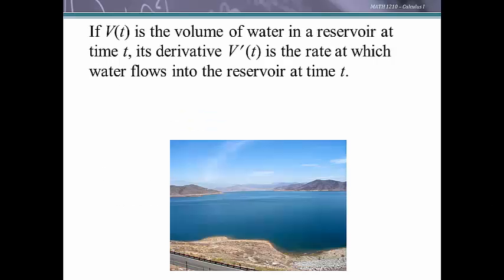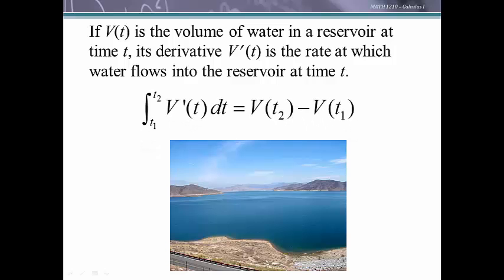If V of t is the volume of water in a reservoir at time t, its derivative, V prime of t, is the rate at which the water flows into the reservoir at time t. And if we integrate from t1 to t2 of this derivative, we would get the volume at t2 minus the volume at t1, which would be the net change of water in the reservoir.